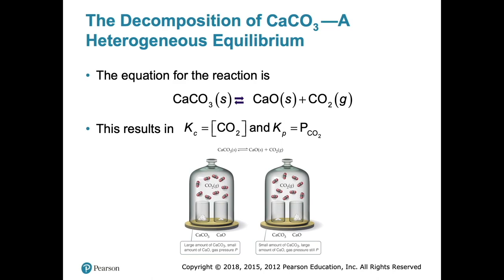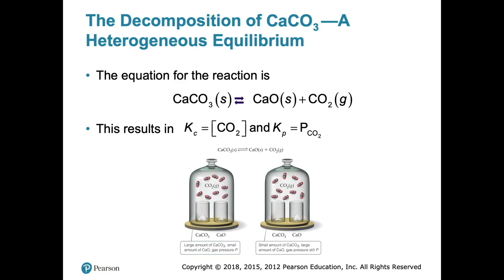So then we look at this one here. A lot of the calcium carbonate has already been converted over to the calcium oxide, so now there's more calcium oxide than there is calcium carbonate. What happened to the concentration or the pressure of carbon dioxide? Nope. It actually stays the same. Does it look the same? 1, 2, 3, 4, 5, 6, 7, 8, 9. There's still 9 molecules on both sides.